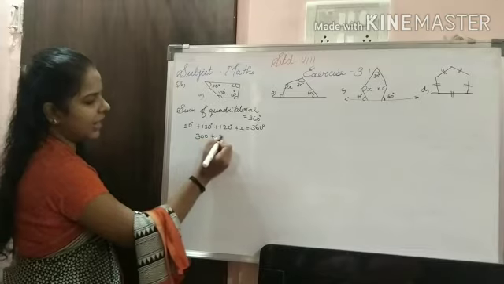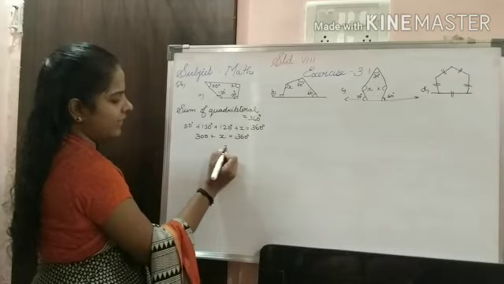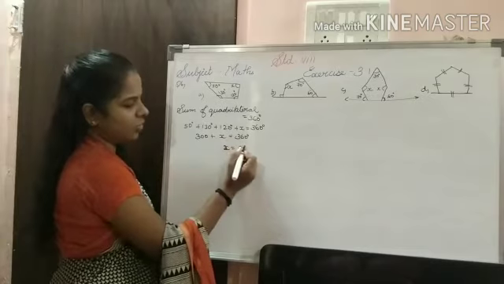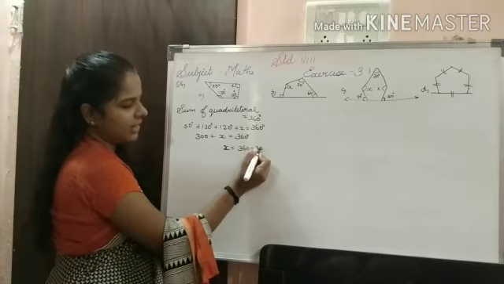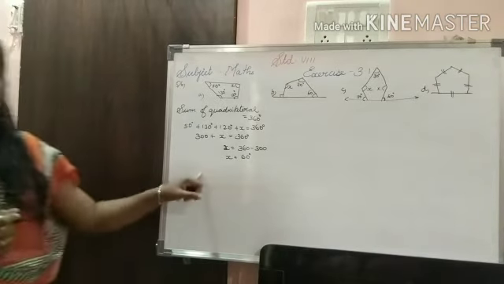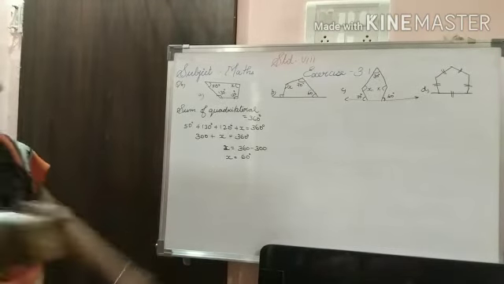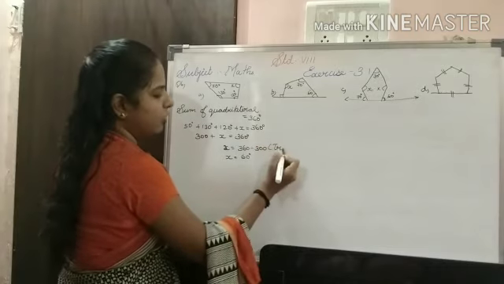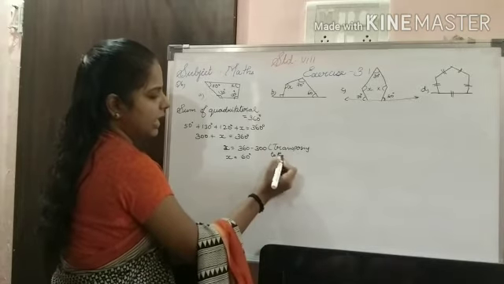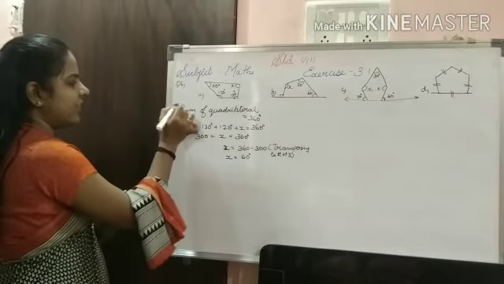300 plus x is equal to 360 degrees. Therefore, by the transposing method, x is equal to 360 minus 300, x is equal to 60 degrees. Understand, students? Here you can find the value of x is equal to 60 degrees. If you want, you can write here: transposing to RHS.